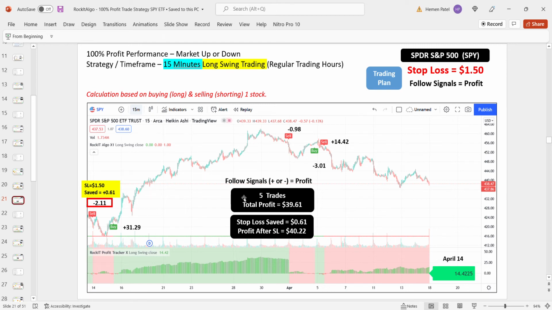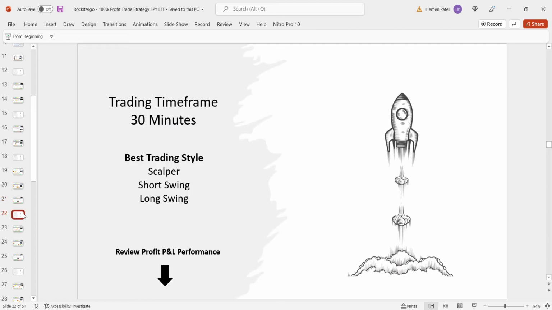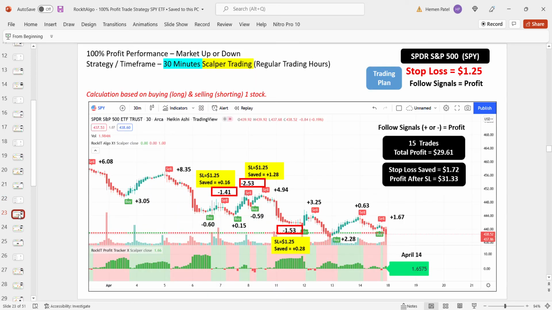So here, 5 trades without the stop loss, 39.61, 15-minute long swing trade. Stop loss saved 61 cents. Add that to 39.61, you get 40.22. So I hope you're getting the picture now. So we went through 2, 5, and 15 minutes. And even if you just follow signal to signal, you're not making a loss in SPY.